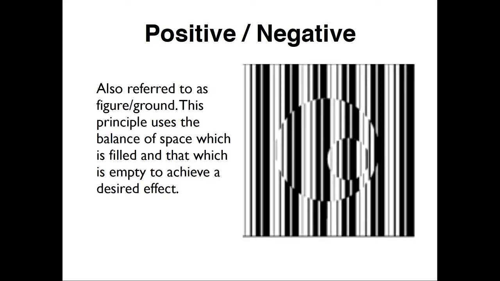And then our third one, positive and negative space. This is also referred to as figure ground. We can use those terms interchangeably. And this is the principle that uses the balance of space which is filled and that which is empty to achieve a desired effect. I love to ask people, what's filled and what's empty in this composition?